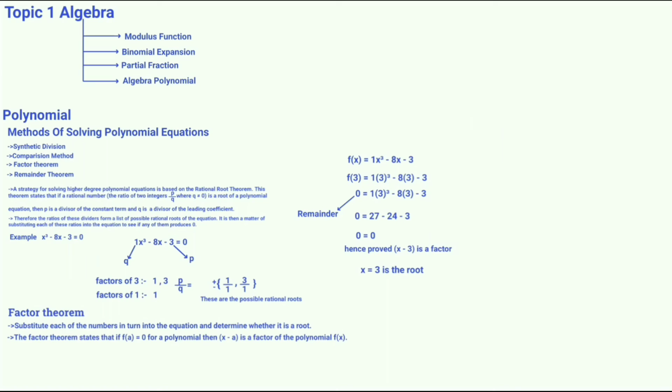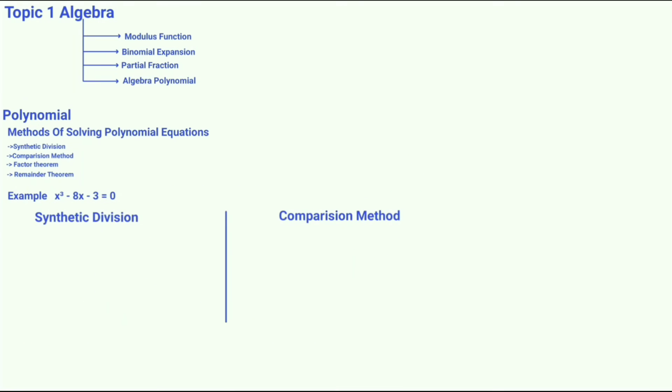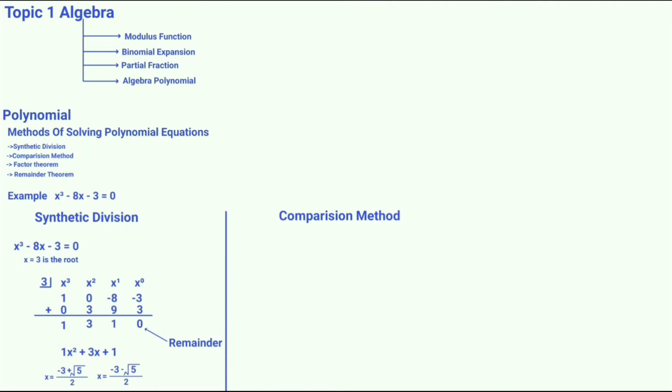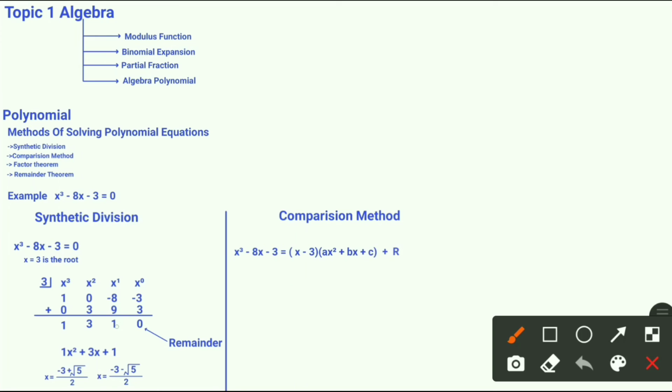Okay, synthetic division and comparison method, just like I told you guys. That is the remainder, and we got the equation. Okay, so simplify further, then we got 2 more roots, so there are a total of 3 roots for this equation.